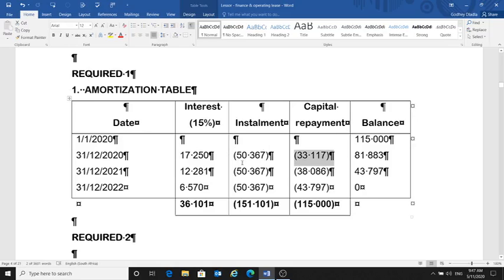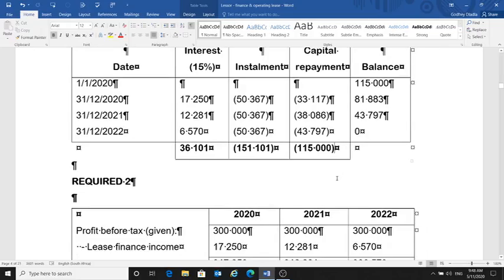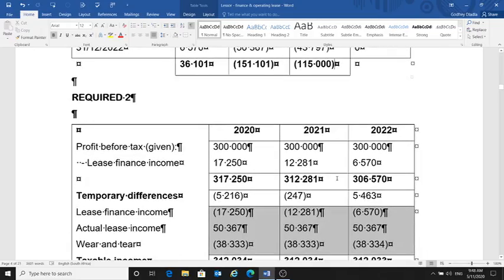Remember, when someone makes the payment of 50,367, that person is paying the interest and the capital repayment portion that must go against the 115. Okay. Right, this is your amortization table, your total interest that you're going to earn, and the amounts that the lessor will receive monthly, repaying this total amount of 115. Right.